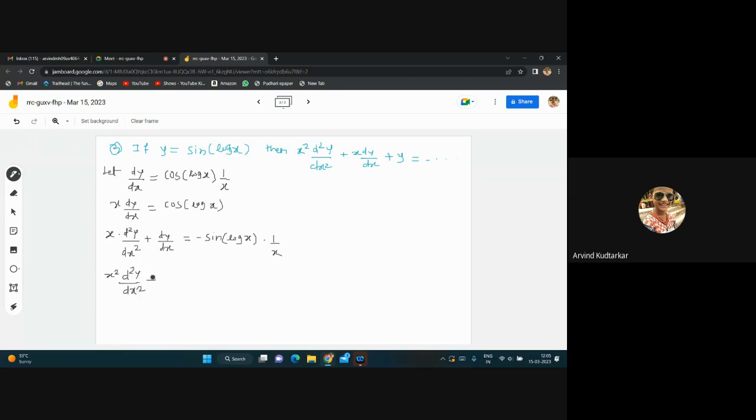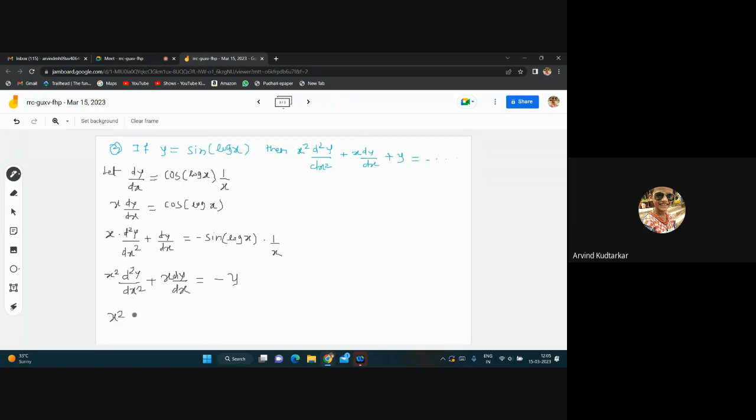Plus, again you multiply this by x. So x into dy by dx is equal to minus sine of log x. What is that? It is nothing but y. Sine of log x is y, so minus y is there. And what we have to find is the value of the sum of the differential terms. So shift the term of minus y to the LHS.